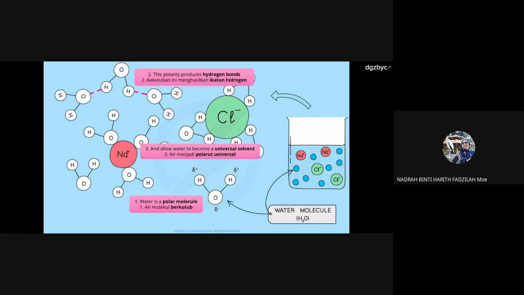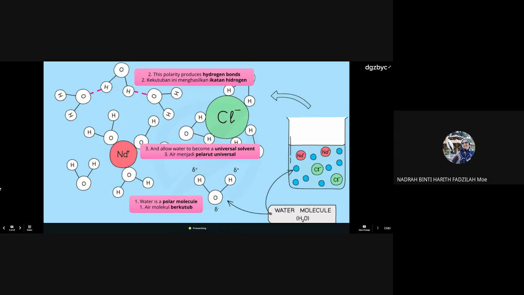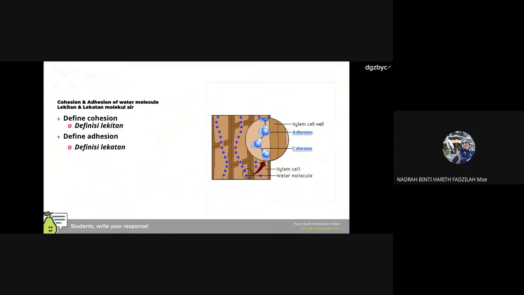So this particular characteristic of water allow it to become a universal solvent. Sebab dia boleh buat hydrogen bond, sebab dia adalah molekul berkutub, menyebabkan air adalah pelarut universal. So before we move on further, another thing about water is its movement is defined by cohesion and adhesion. Pergerakan molekul air dalam sesuatu salur boleh dilihat disebabkan oleh daya lekitan dan daya lekatan. What is cohesion? What is adhesion? Apa maksud cohesion dan lekitan? Apa maksud lekatan? Boleh kamu tulis definisi dia kat sini?